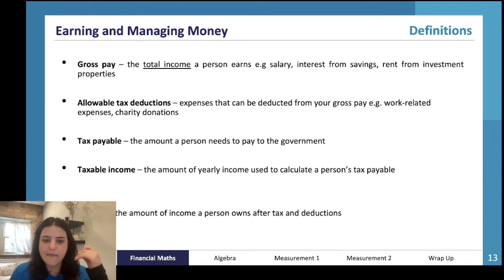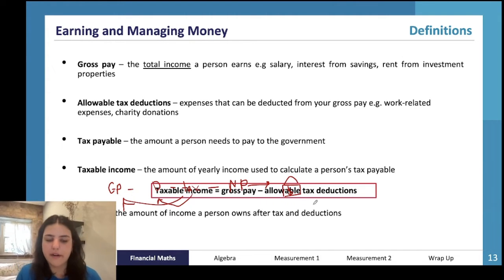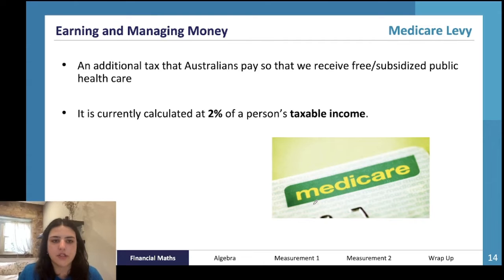Okay, net pay is the amount of income a person earns after tax and deductions. So you can kind of think of it like this. We start with our gross pay. This is everything. We then minus our deductions. We then pay our tax, which is calculated based on this and this. And then once that's gone, we're down to our net pay. So this is the amount of income that's actually going to go into your bank account. Okay, there it is. Taxable income equals gross pay minus allowable tax deductions.